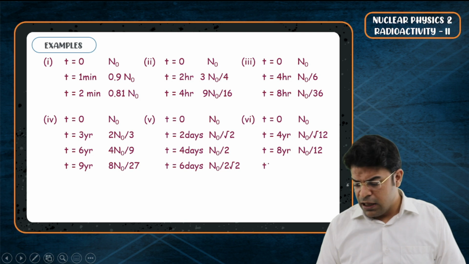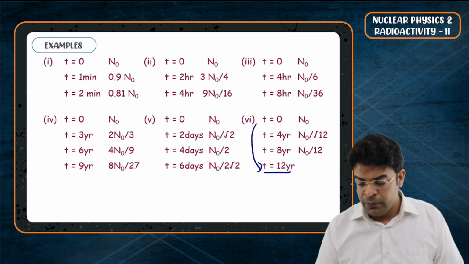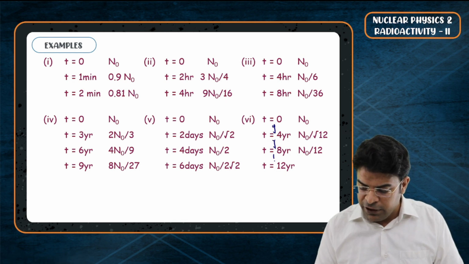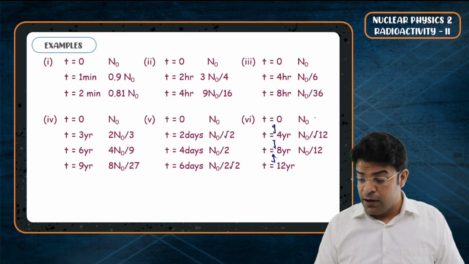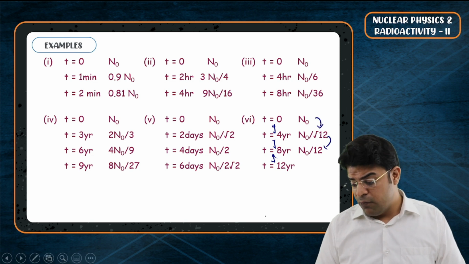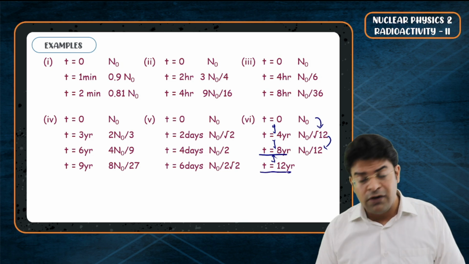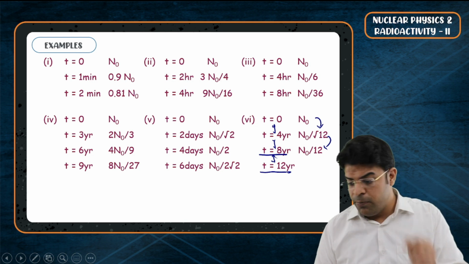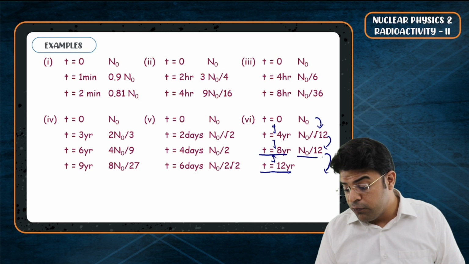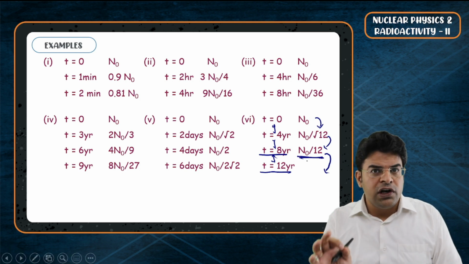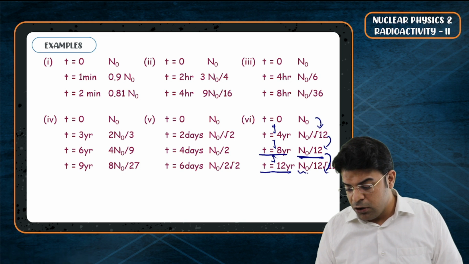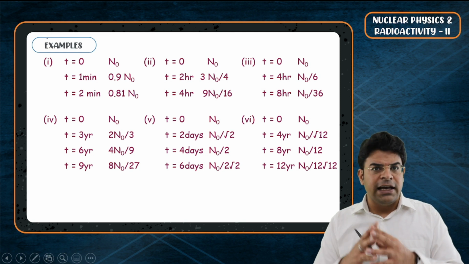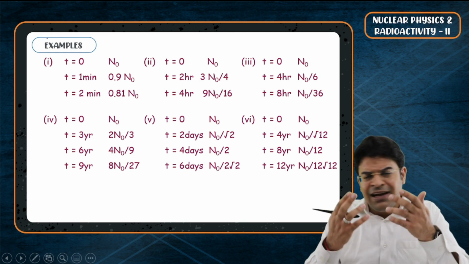If they ask you at time equals to 12 years from the beginning, how many active nuclei you will have? You will say, sir, in every 4-year time frame, the number of active nuclei becomes 1 by root 12 times. So from time equals to 8 years till time equals to 12 years, in this 4-year time frame, the number of active nuclei will again become 1 by root 12 times of where you begin. So the number of active nuclei at time equals to 12 years will be n naught by 12 root 12. This is the basic idea, and I hope with this many examples you must have understood. It's a pattern, and it's a simple pattern.